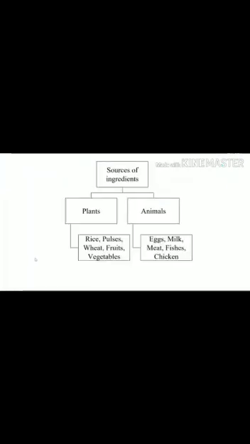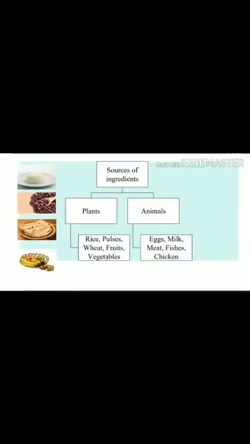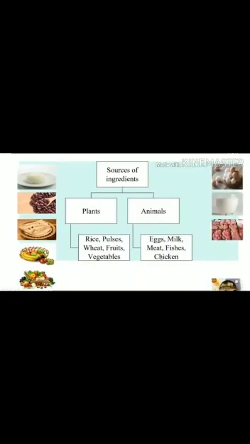So after studying about ingredients, let's now study about sources of ingredients. Principally, there are 2 sources of ingredients, plants and animals. All of us know that we get rice, pulses, wheat, fruits and vegetables from plants, whereas we get eggs, milk, meat, fishes and chicken from animals. Thus, there are 2 main sources of ingredients, plants and animals.